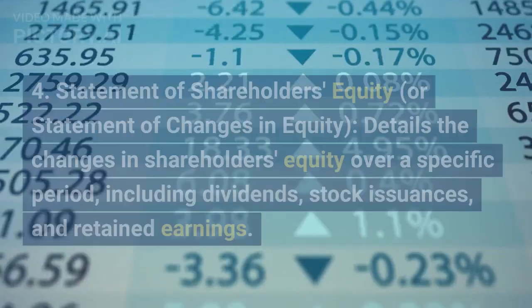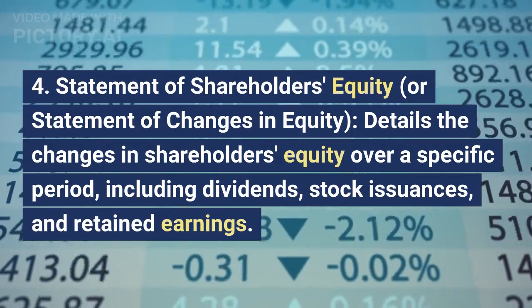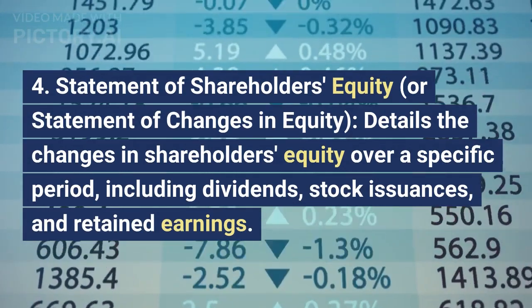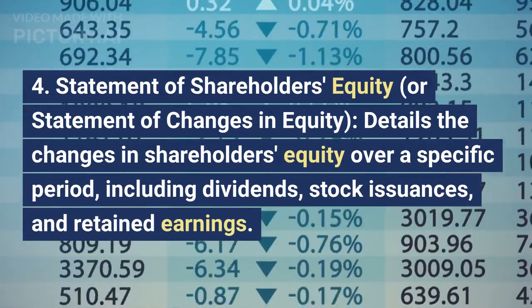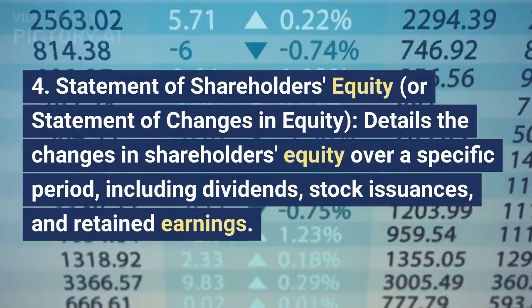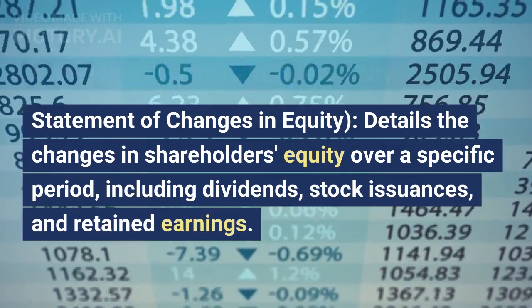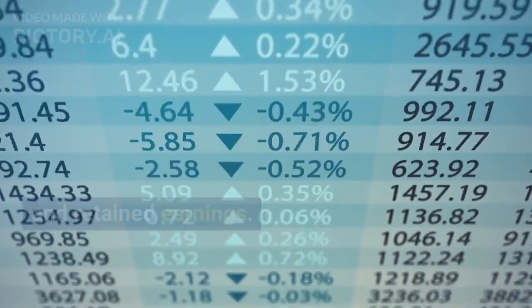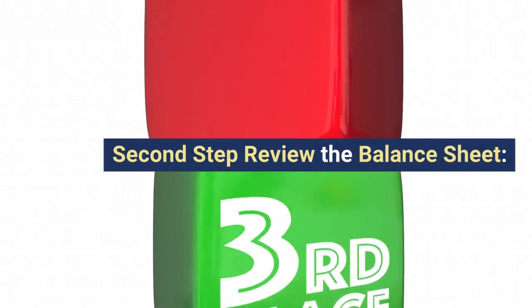specific period. 4. Statement of shareholders' equity, or statement of changes in equity, details the changes in shareholders' equity over a specific period, including dividends, stock issuances, and retained earnings. Second step: review the balance sheet.